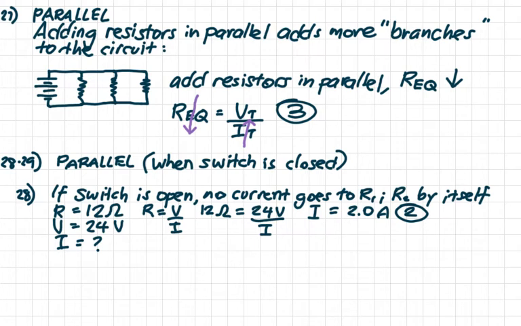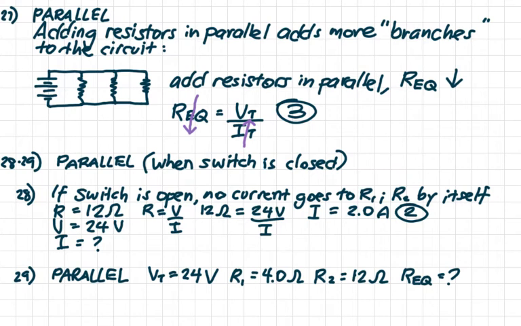Now, for 29, it says if switch S1 is closed, what's the equivalent resistance of the circuit? Well, if you close that switch, now we have 2 resistors in play, and they're connected in parallel. So I have a parallel circuit with 2 resistors for 29. All right, so the total voltage is 24 volts. We're actually not going to need that. And we have 4 ohms and 12 ohms for the 2 resistors, and it wants to know the equivalent resistance. Before you run off and say it's 16, remember, this is not a series circuit.